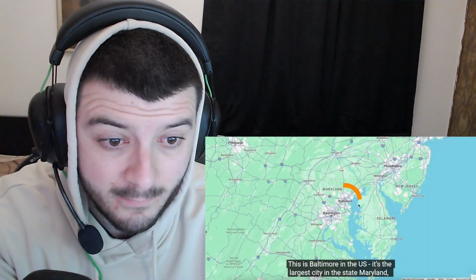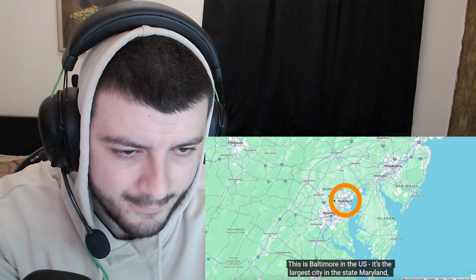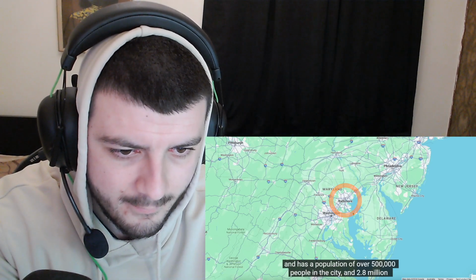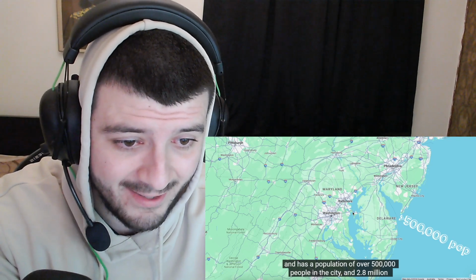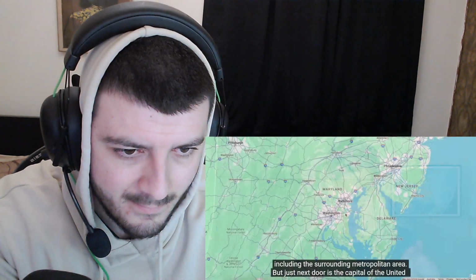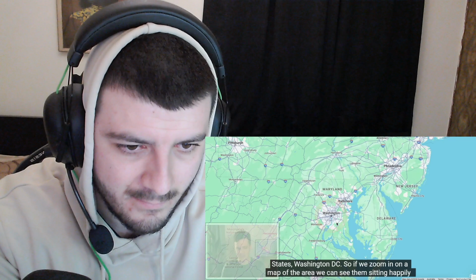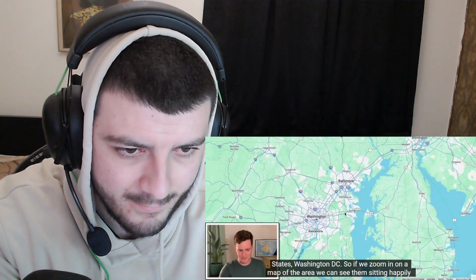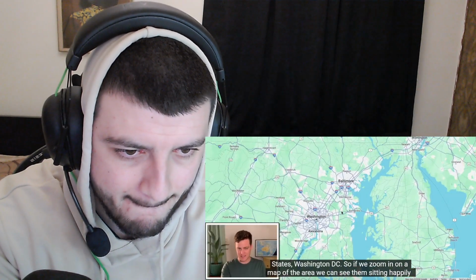This is Baltimore in the US. It's the largest city in the state of Maryland and has a population of over 500,000 people in the city and 2.8 million people, including the surrounding metropolitan area. But just next door is the capital of the United States, Washington, D.C. So if we zoom in on a map of the area, we can see them sitting happily side by side.